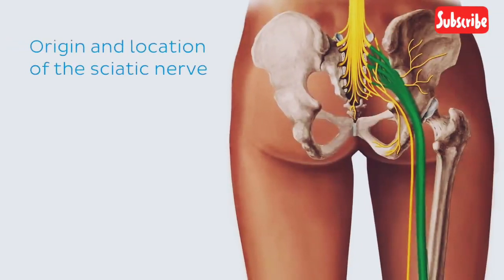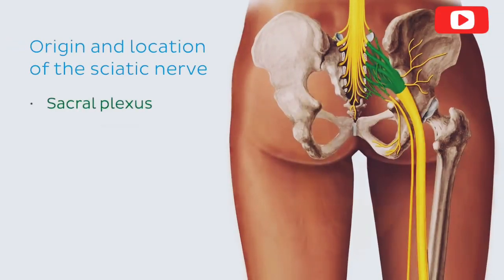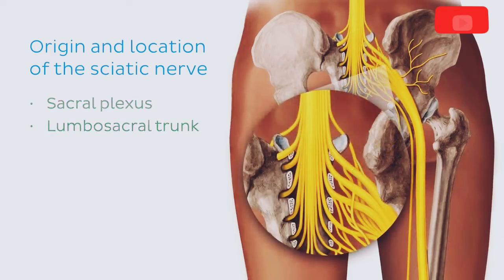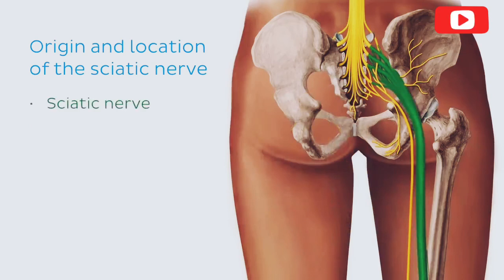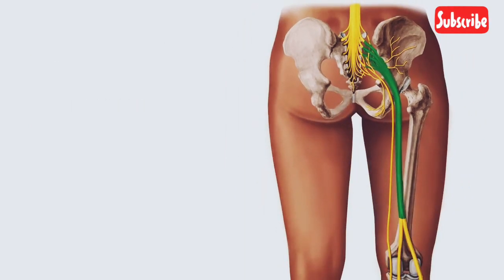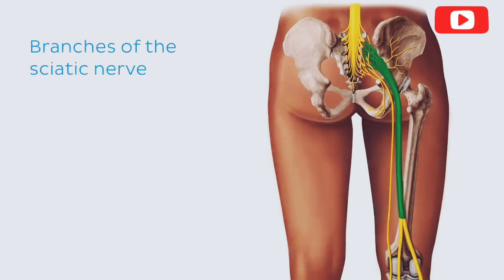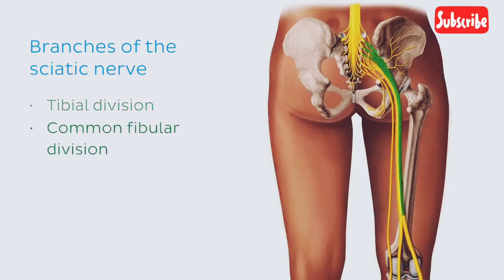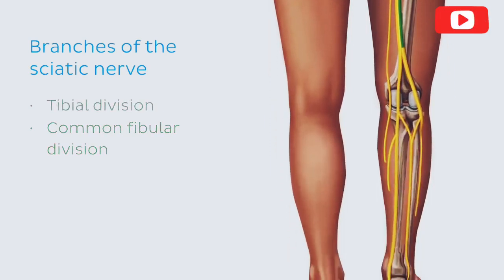Before we bring our tutorial to a close, let's quickly summarize what we've learned today. We saw that the sciatic nerve originates from the sacral plexus, which is formed by the lumbosacral trunk and the spinal nerves S1, S2, S3, and S4. We then looked at the sciatic nerve and its anatomical course. We moved on to look at the branches of the sciatic nerve, starting with the divisions, which are the tibial division of the sciatic nerve and the common fibular division of the sciatic nerve. At the apex of the popliteal fossa, the sciatic nerve bifurcates into the tibial nerve and the common fibular nerve.